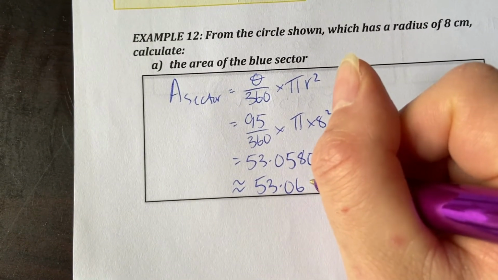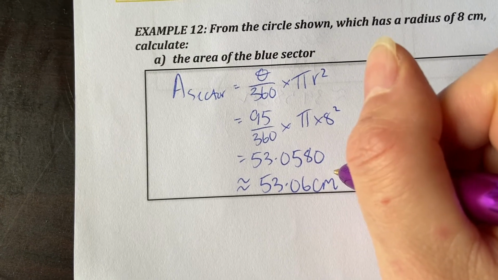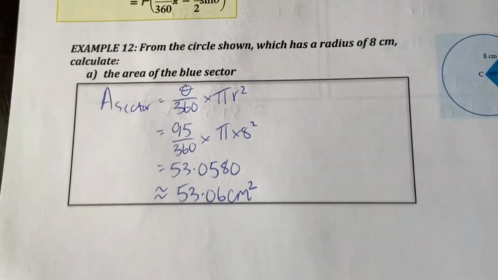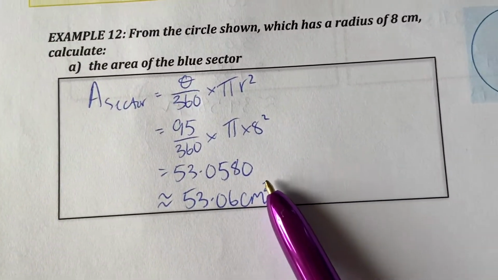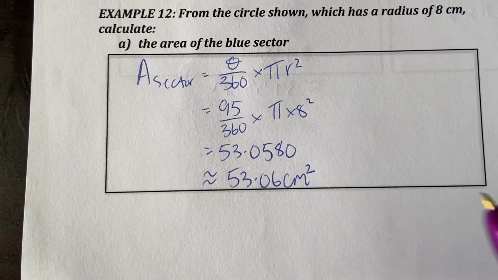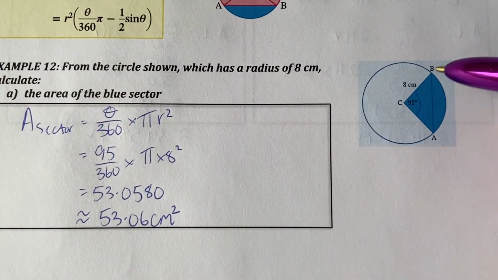Just remember, if you don't round correctly, you will not get any marks in the exam. Now this is area, so we have to do the squared on the units. So we're chopping back and forth with length and area and so on, so just be wary of what you're calculating. So that is the area of this blue part, the sector.